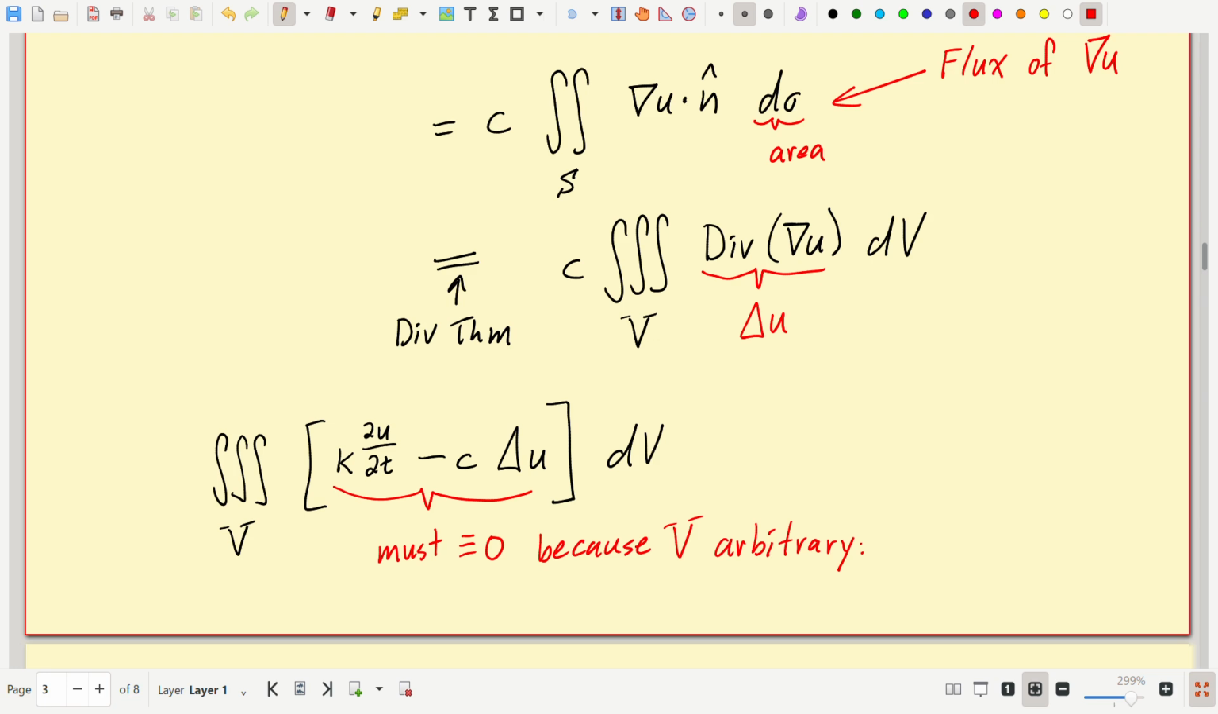I guess I find those arguments more satisfying than the infinitesimal versions, where you take a little delta x, y, z and think about heat flow across all the boundaries. It's kind of messy. So because that's 0 for any old control volume, the thing inside must be 0.